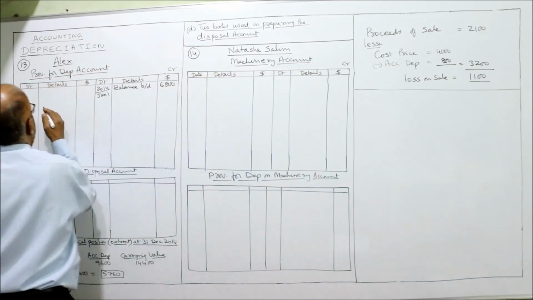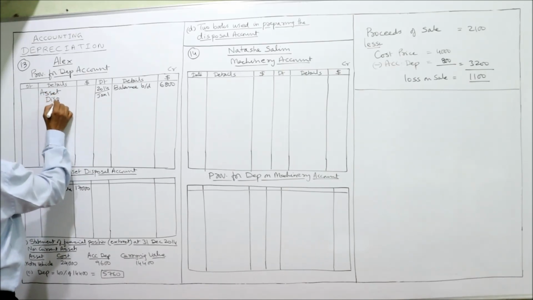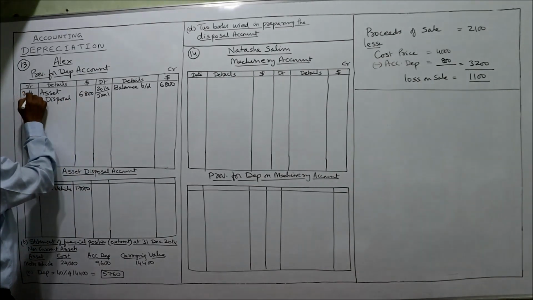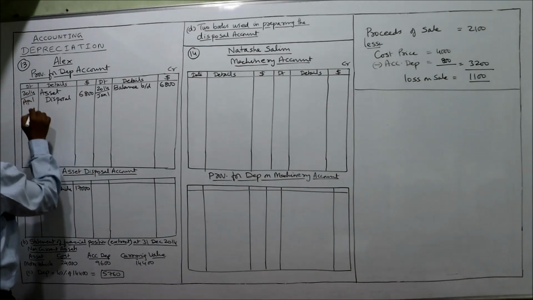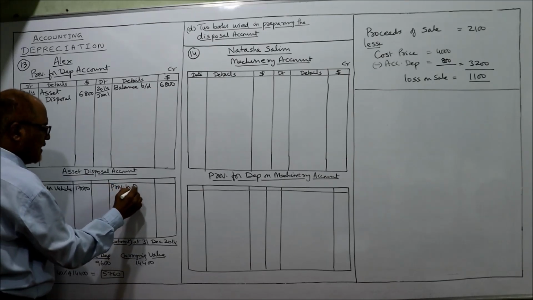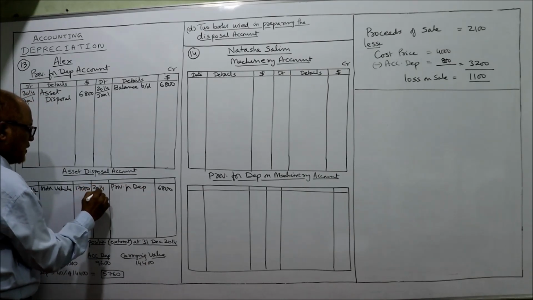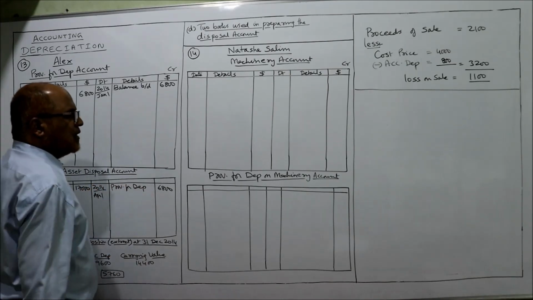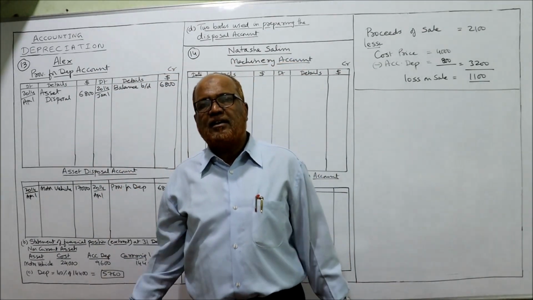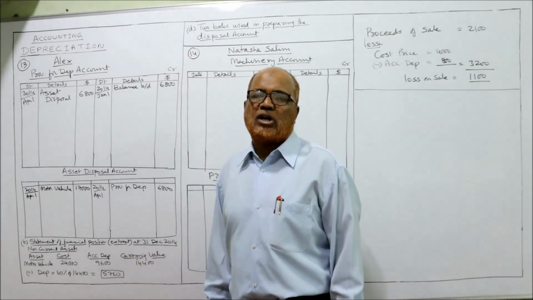So here debit side, asset disposal, 6,800. This is on 2014 April 1st. Similarly, asset disposal, provision for depreciation, 6,800. 2014 April 1st. Come on, 2 entries we have passed. First entry, transfer the original cost. Second entry, transfer the provision for depreciation.